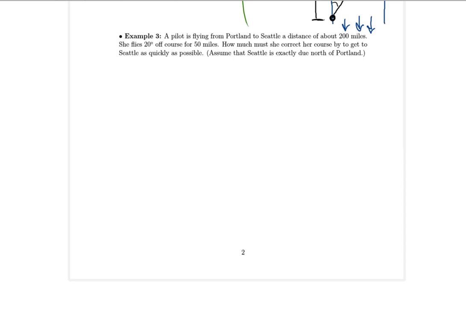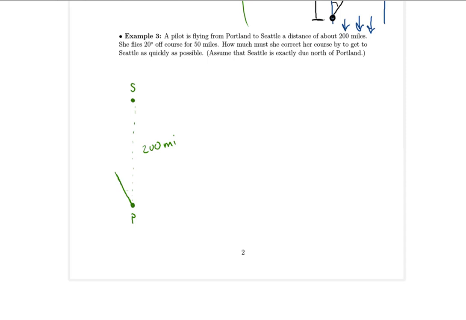All right, so we've got our picture here. We've got Portland, and then up here we have Seattle. And we're saying that, just to simplify things, it's directly north to south, and then this is 200 miles. So she goes 20 degrees off course. Now, you can draw this however you want. Because it didn't specify whether she went 20 degrees off course this way or this way, I'm going to draw mine going to the west. Doesn't matter though. If you drew it differently, that would be just fine.